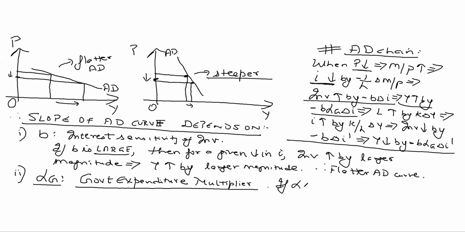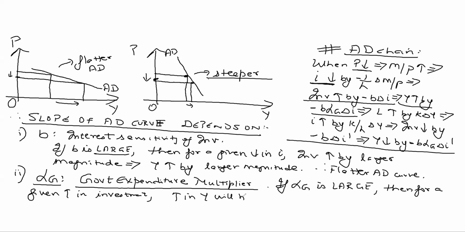So that means if alpha G is large, then for a given increase in investment, the increase in Y will be large. You can see that from the chain. For a given increase in investment, the increase in output will be large if alpha G is large, which implies a flatter AD curve.